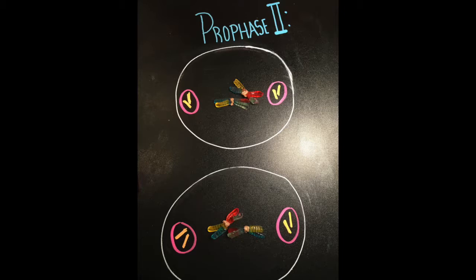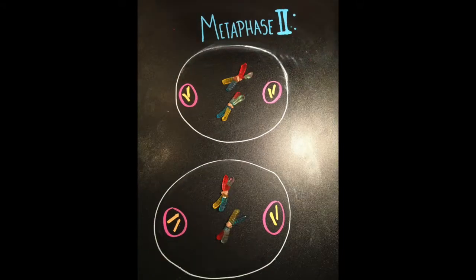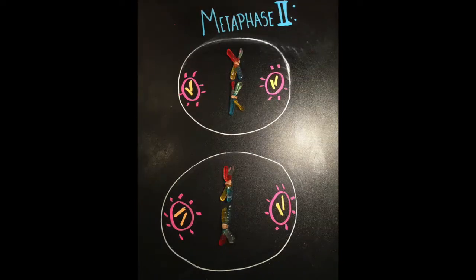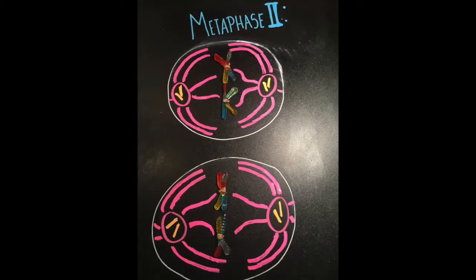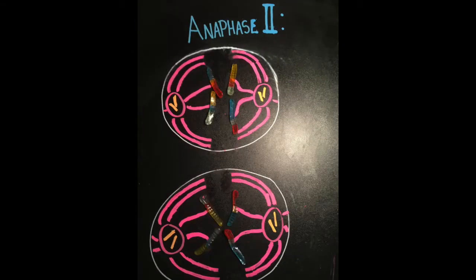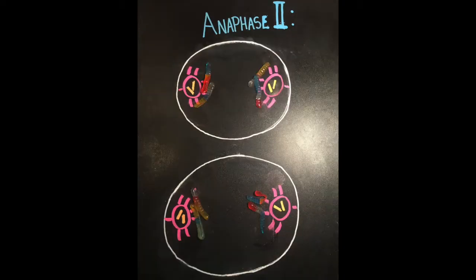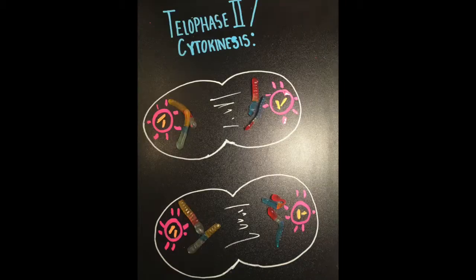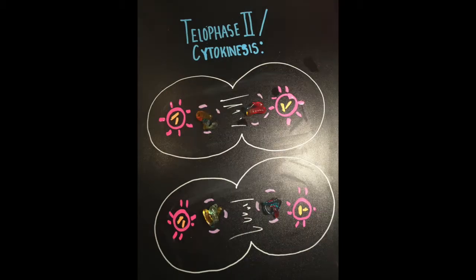Next is metaphase 2. In metaphase 2, the chromosomes migrate to the equator of the cells, and the spindle fibers attach to the centromere. There is one spindle fiber for each chromatid. Anaphase 2 occurs next. In anaphase 2, the centromeres divide and the sister chromatids move to the opposite poles of the cell. Lastly, telophase 2 and cytokinesis occur.